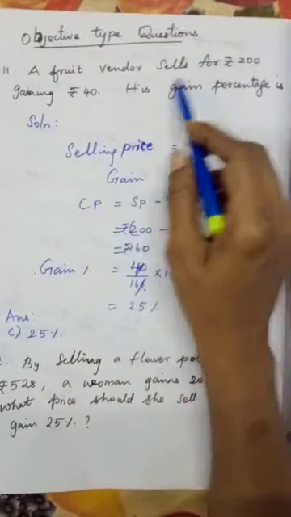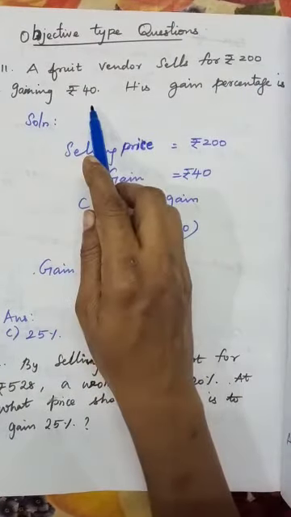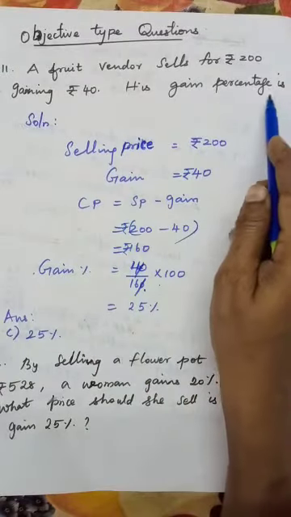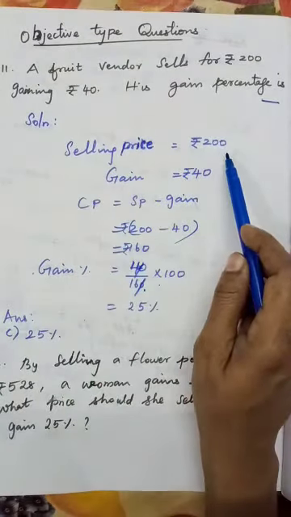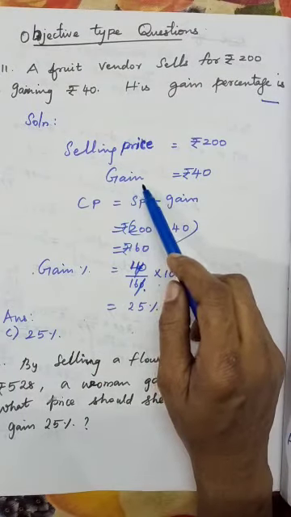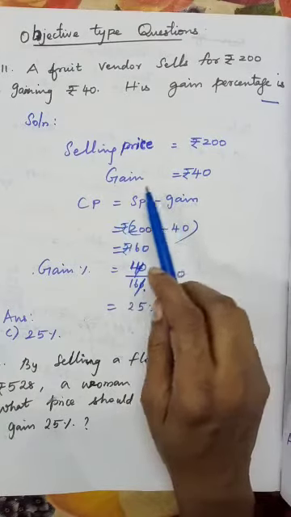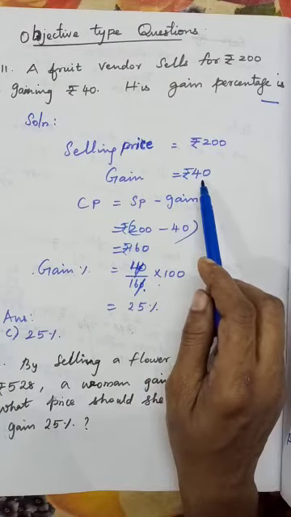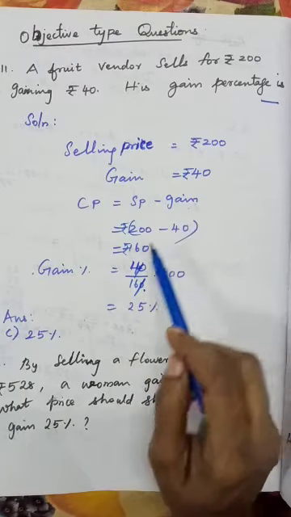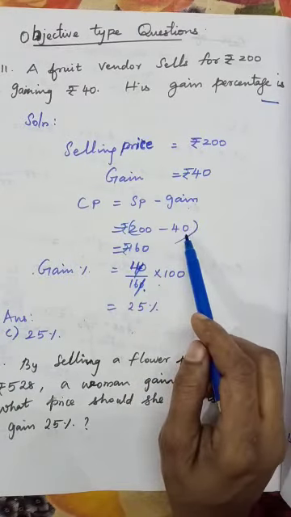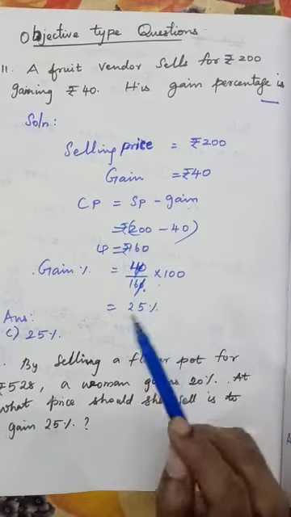Objective type questions. A fruit vendor sells for rupees 200 gaining rupees 40. His gain percentage is dash. Solution. Selling price is rupees 200. Here gain, that is profit is rupees 40. So for finding the gain percentage we need CP. So CP is equal to SP minus gain. That is 200 minus 40. So CP is equal to 160 rupees.